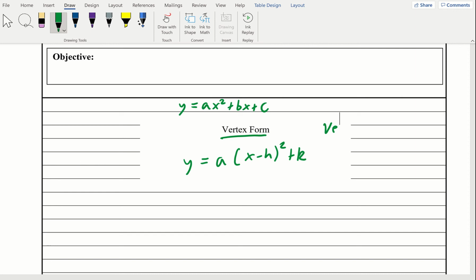And we call this vertex form because the two variables in here, h and k, are always going to be the x and y coordinate of your vertex. The x coordinate of your vertex is always going to be h, y coordinate of your vertex is always going to be k. And so in this case for us, h is always going to be your time, and then k is always going to be your height. And so we're going to use that with the information that we've already gathered with your object here.